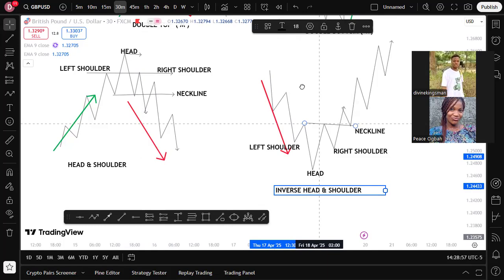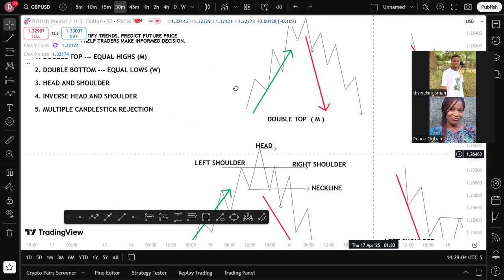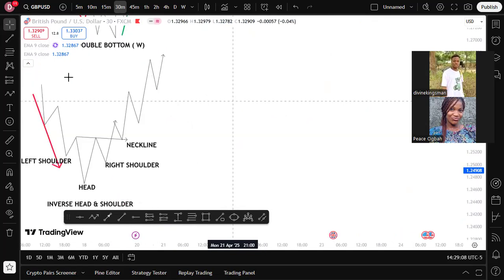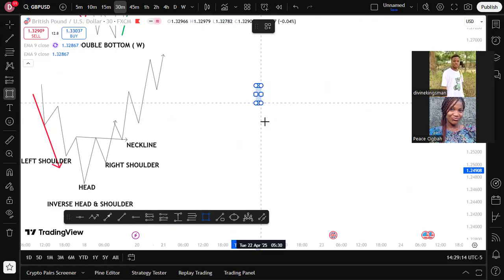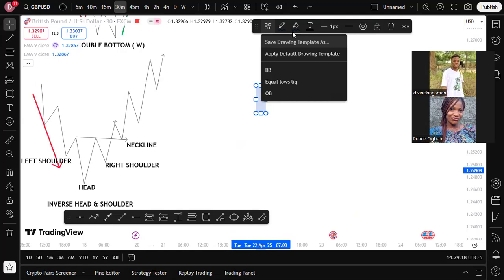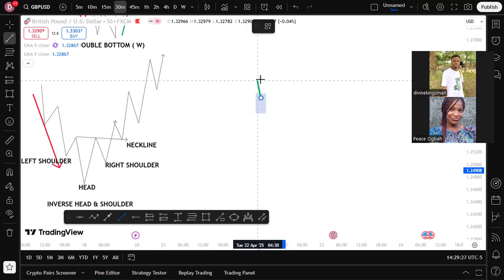So the third one we have is the multiple candle rejection. Let's see if we can cover this before I show it on the chart. For this one, you just see more of a candlestick. You can see it at key levels, like price rejecting a particular point, not able to push up, not able to push up.